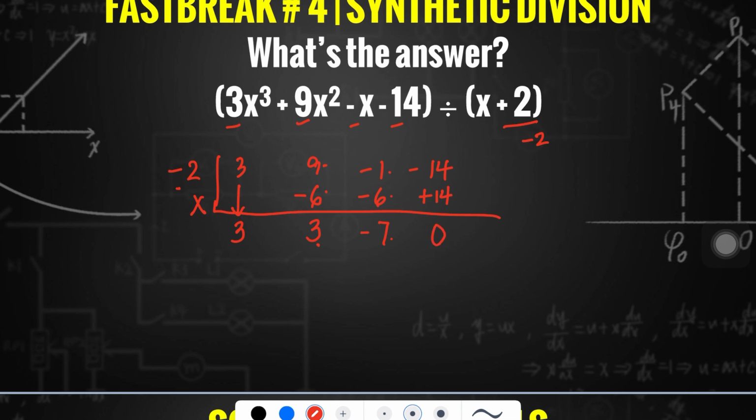Then we're going to divide the variable. So we have x cubed divided by x, that's x squared, plus x squared divided by x, that's x. And then we have x divided by x, that's 1. So negative 7 times 1 is still negative 7. And 0 is your remainder, so we don't rewrite it. So the final answer, we have 3x squared plus 3x minus 7.